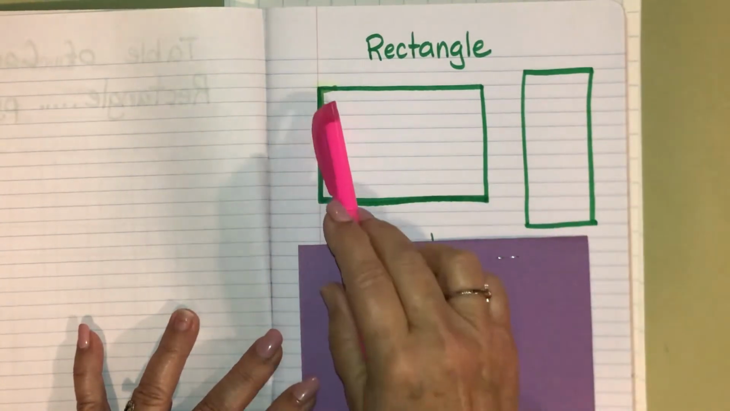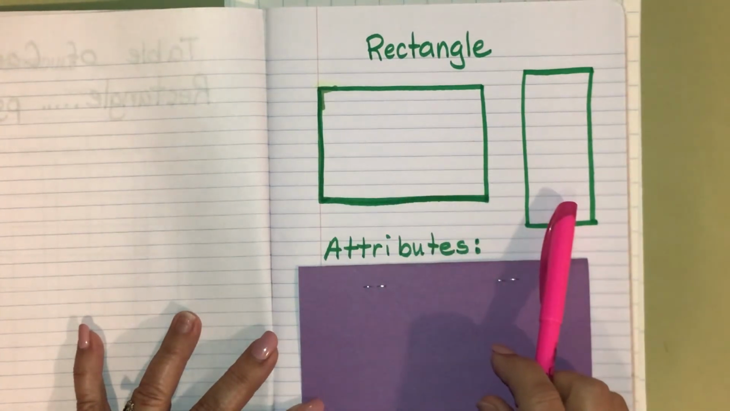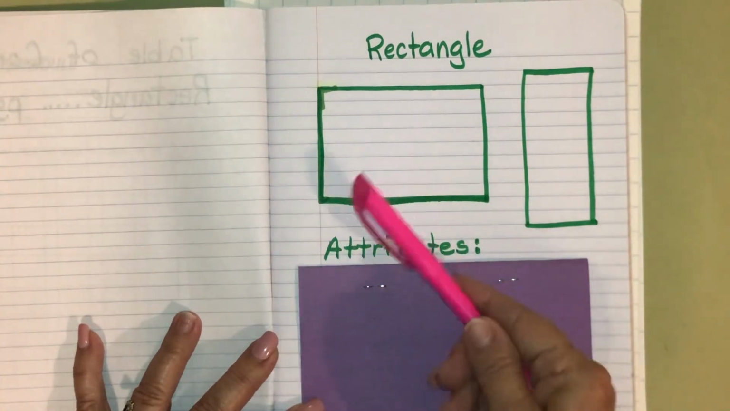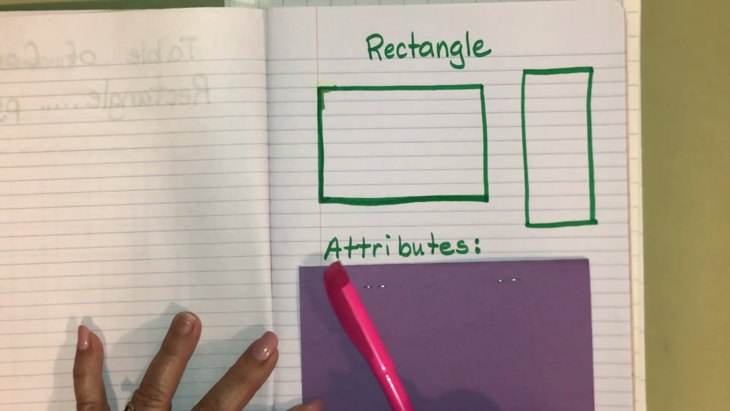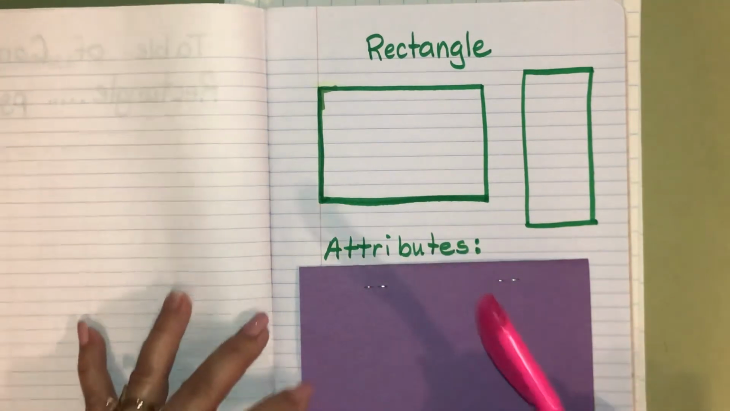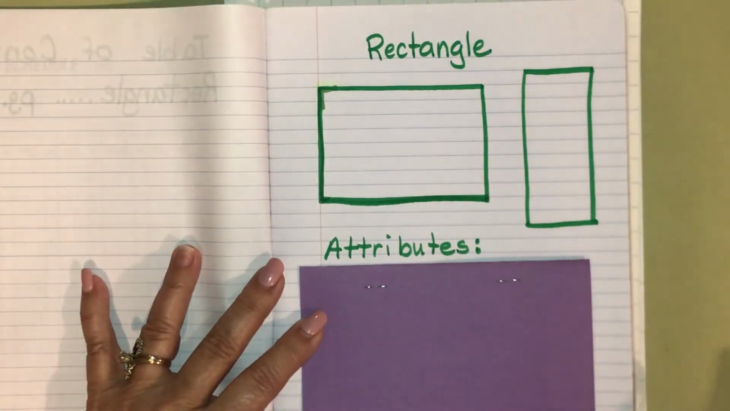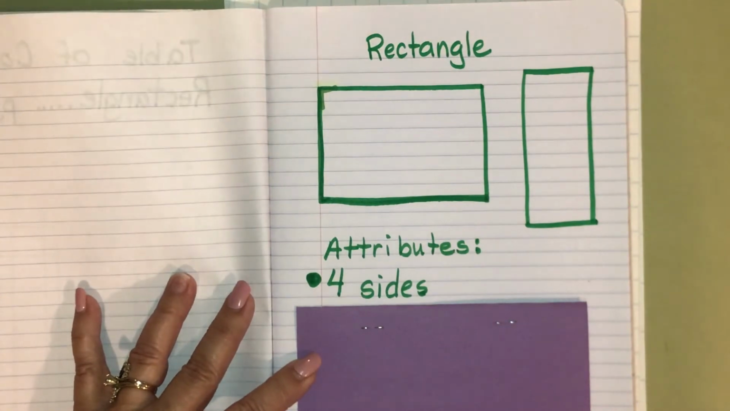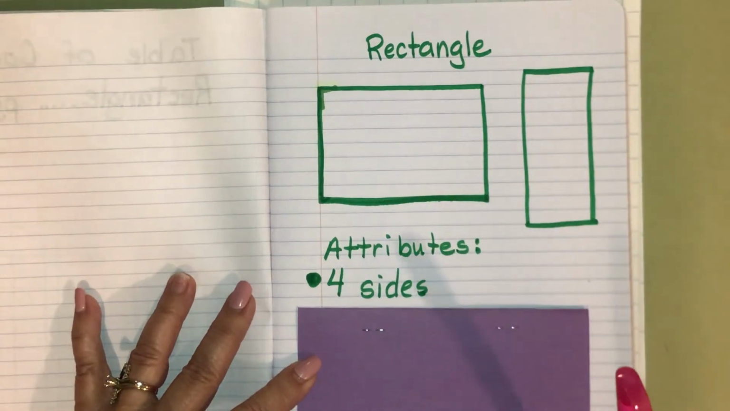It doesn't have to be perfect because we can still tell the attributes of the rectangle. The attributes mean what are the characteristics? What makes this a rectangle? And so that's what I want you to write. After you draw your rectangles, write the word attributes. Then I'm going to ask you a series of questions and then we'll write those down. So what do you notice about the rectangle? Well, most people will notice that there are 4 sides. Each one of these shapes is a rectangle and they each have 4 sides.